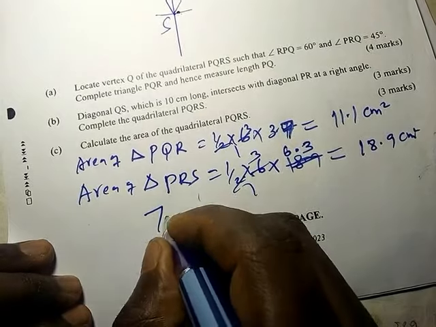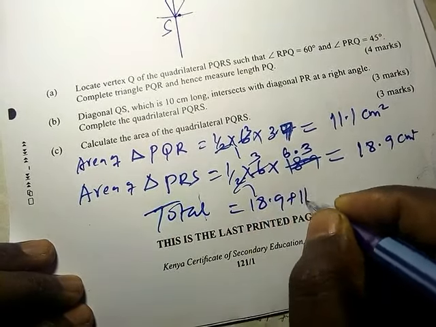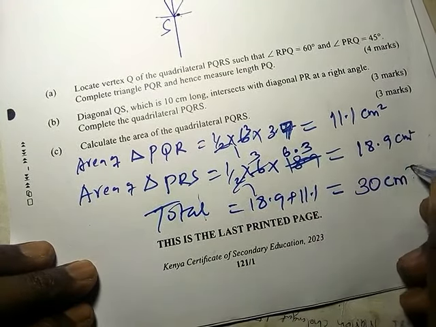Now you add to get the total area. It is equal to 18.9 plus 11.1, and this one gives us 30 centimeters square.